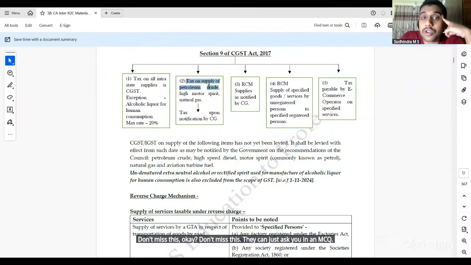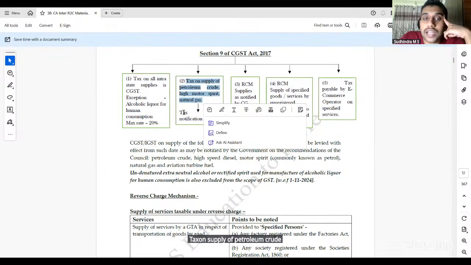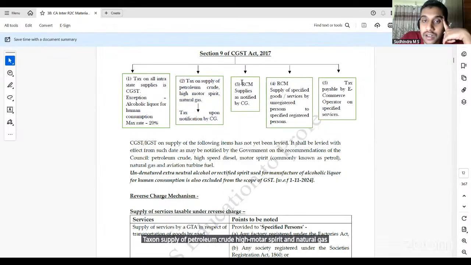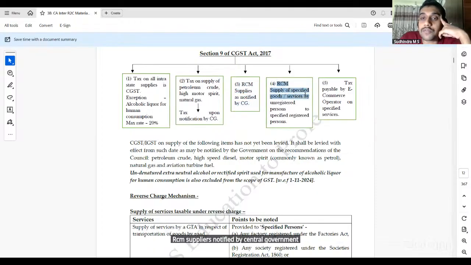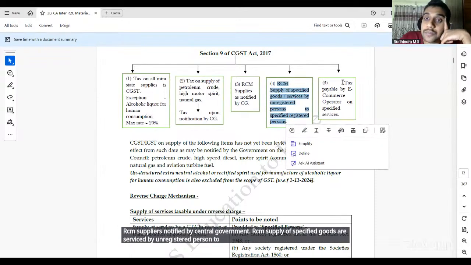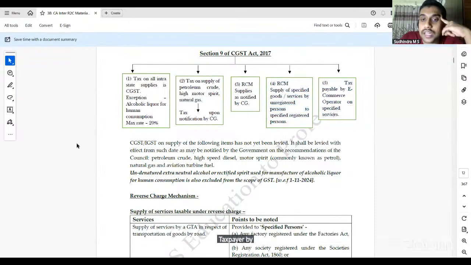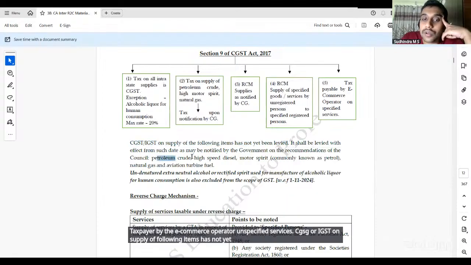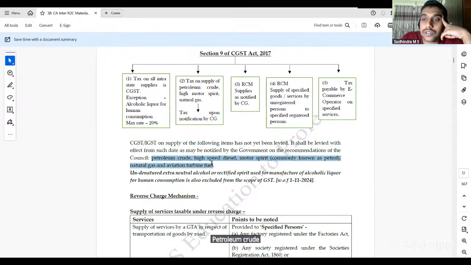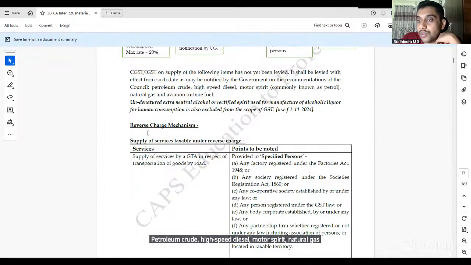Tax on supply of petroleum crude, high-speed diesel, motor spirit and natural gas: tax upon notification by central government. RCM supplies as notified by central government. RCM supply of specified goods or service by unregistered person to specified registered persons. Tax payable by e-commerce operator on specified services. CGST or IGST on supply of the following items has not yet been levied: petroleum crude, high-speed diesel, motor spirit, natural gas, and aviation turbine fuel.